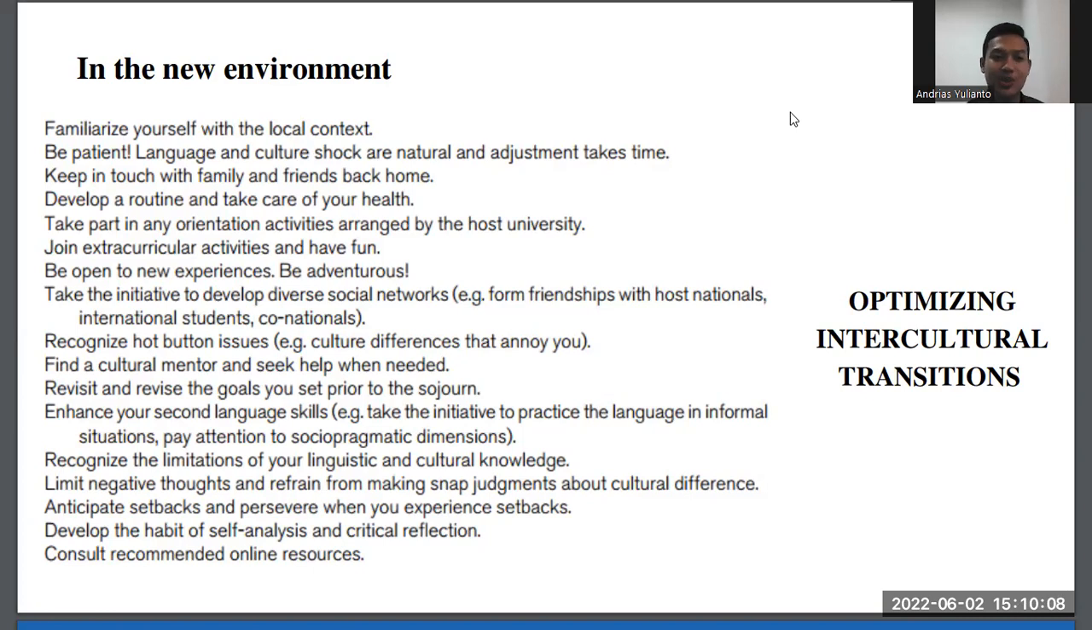Recognize hot button issues, cultural differences that annoy you. Find a cultural mentor and seek help when needed. Revisit and revise the goals you set prior to the sojourn. Enhance your second language skills. Take the initiative to practice the language in informal situations. Pay attention to the socio-pragmatic dimensions. Recognize the limitations of your linguistic and cultural knowledge. Limit negative thoughts and refrain from making snap judgments about cultural difference. Anticipate setbacks and persevere when you experience setbacks. Develop the habit of self-analysis and critical reflection. Consult recommended online resources. So this is also the way of optimizing intercultural transitions.